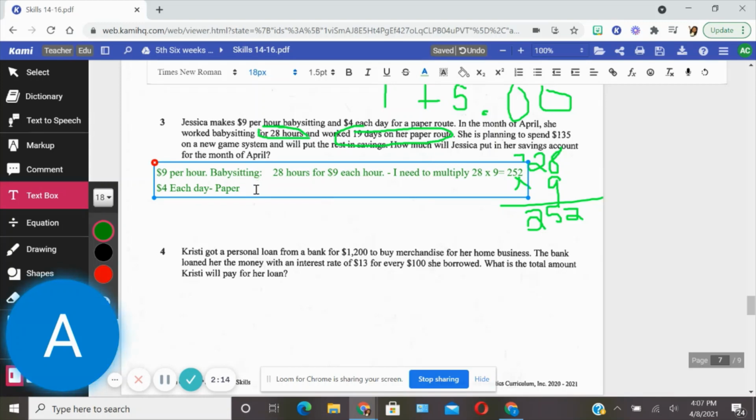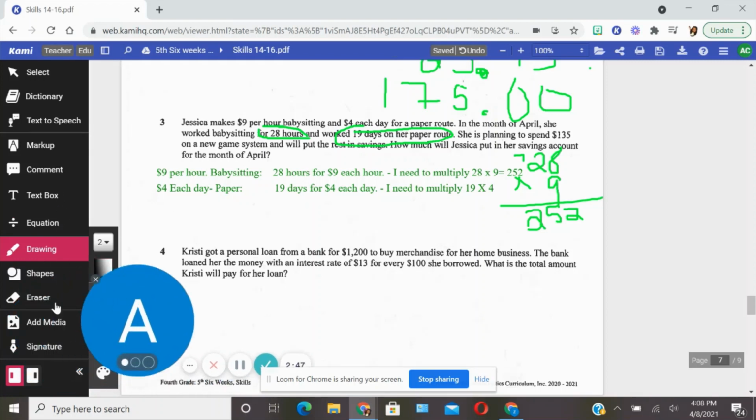And we want to continue with how much she gets for the paper. So here we know that she had been doing the paper route for 19 days. So here, 19 days for $4 each day. So what do I need to do? I also need to multiply 19 times 4. Let's go ahead and do that.